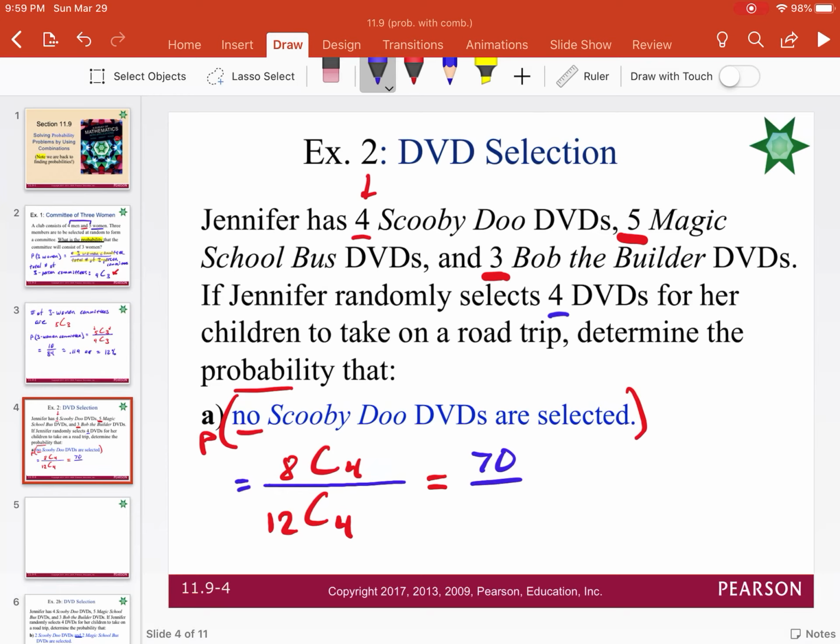Still a lot of options. In the bottom is the total number of groups of 4. 495. And what's 70 divided by 495? That's about 0.14, or you have a 14% chance of that happening. Okay, 14% chance of that happening.